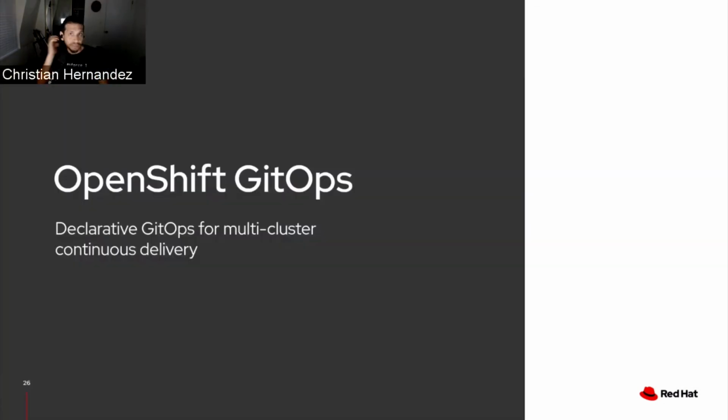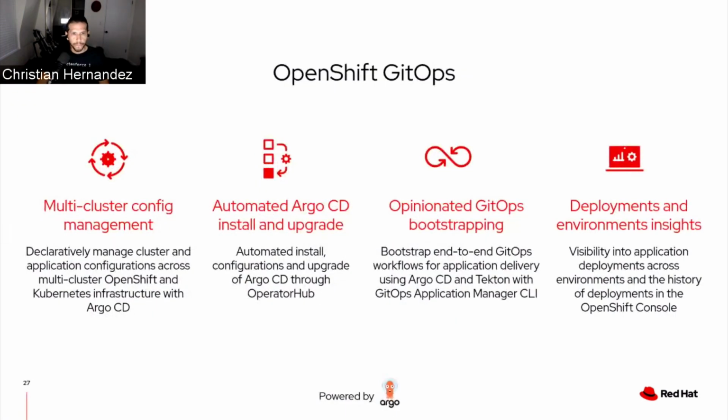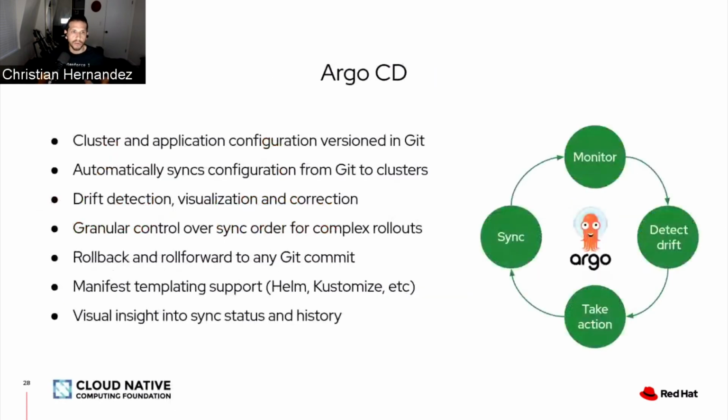So let's talk about OpenShift GitOps. OpenShift GitOps is our offering of ArgoCD, and this gives you a supported way of running your GitOps workflows. Built on ArgoCD, you have ArgoCD as that agent.